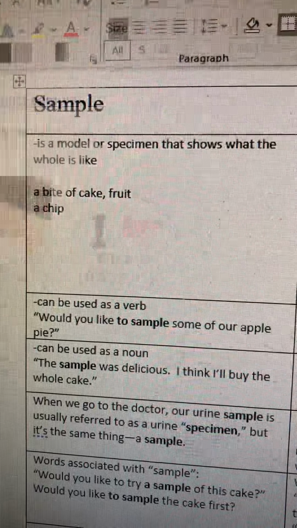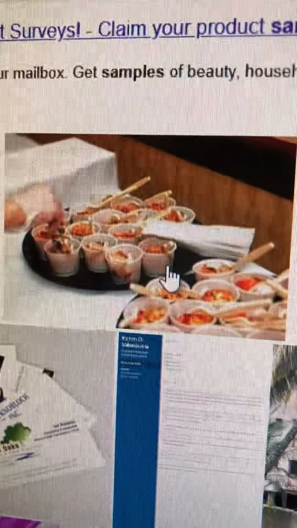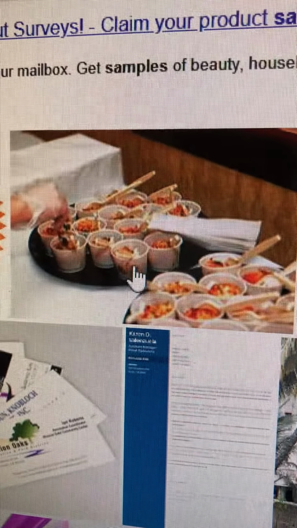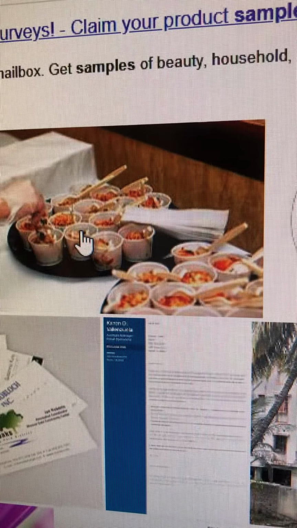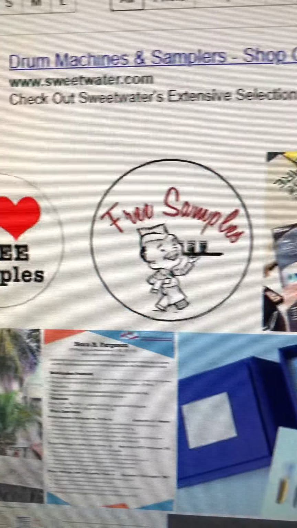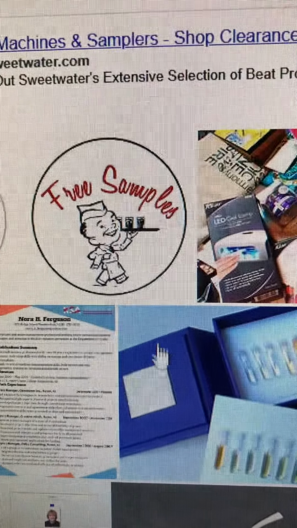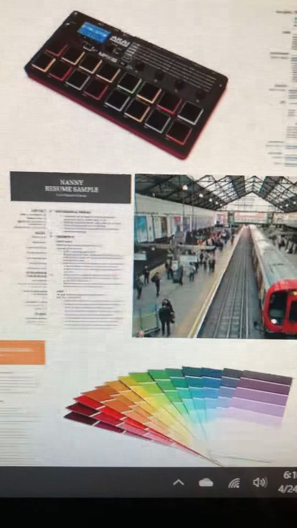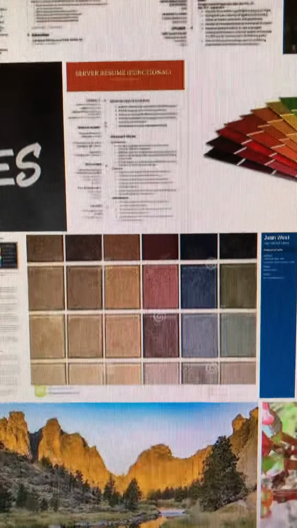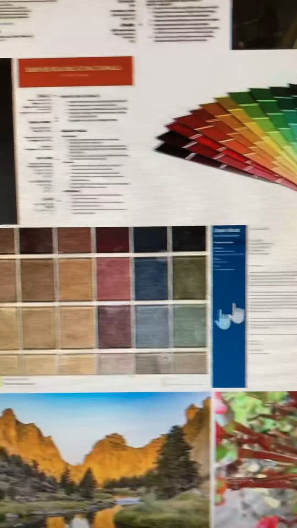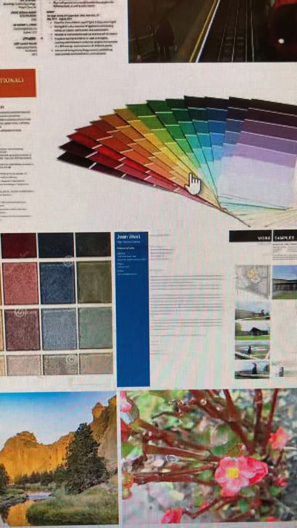We can look up here at some pictures. This right here, these are tiny little paper cups or plastic cups with some food samples. It could be little bits of pizza, little bits of cake, anything like that. Here we have a little sticker saying samples. It doesn't necessarily have to be food, it can also be carpet samples, like these right here, or these are paint samples.